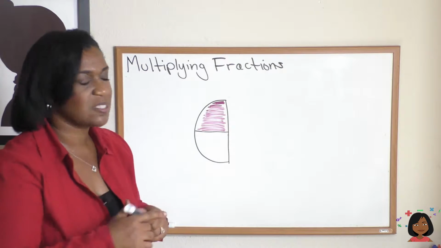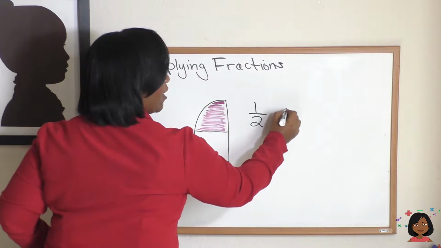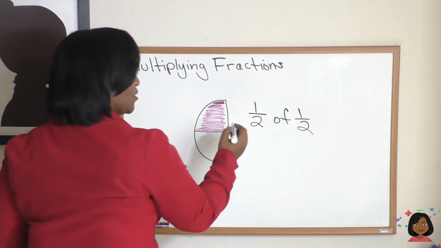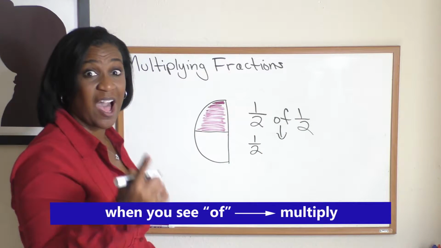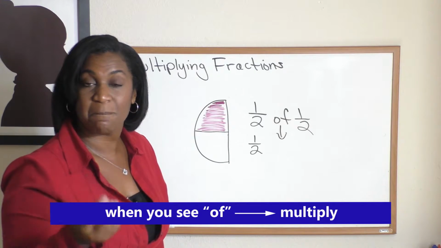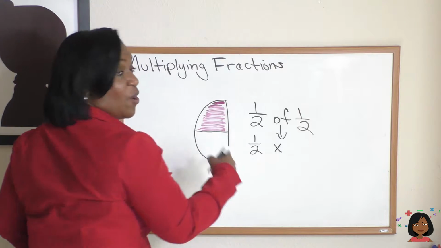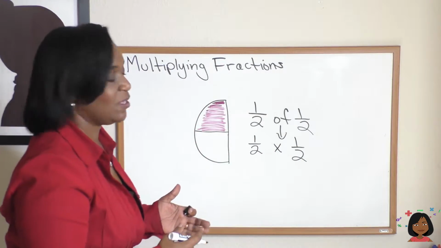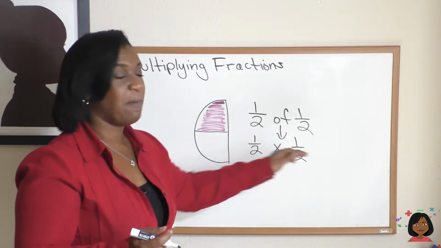But when it comes to math, if we said we wanted half of a pizza pie, we can do multiplication. Really, when you see the word "of" in math, it generally means multiply. 1/2 of 1/2. And when we multiply, we multiply the tops across and we multiply the bottoms across.